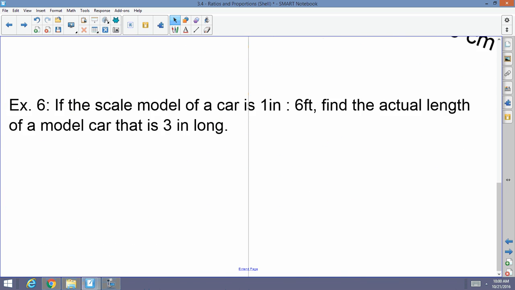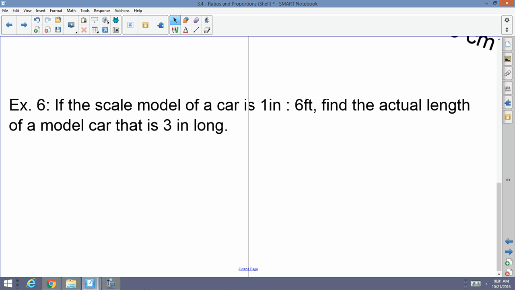Let's go ahead and look at this situation. If the scale model of a car is 1 inch to 6 feet, find the actual length of a model car that is 3 inches long. Who wants to try this one? Come on up. Let's go. Come on, you're live on film. Don't embarrass us. No, I'm just kidding. No pressure. Let's do it.